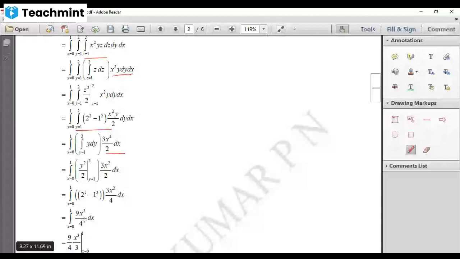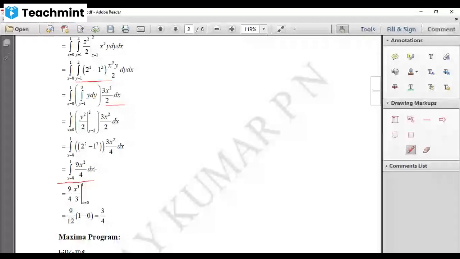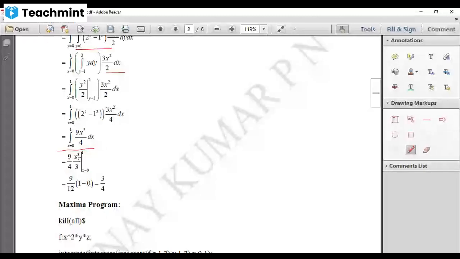Now you are having only the variable x, which is actually a definite integral, isn't it? So we can integrate this by ordinary definite integral techniques. So 9 by 4 is constant, that will remain as it is. The integral of x square is x cube by 3, and the limit is from 0 to 1. Substitute the limit. 1 cube is 1 minus 0. 3 into 4 is 12. So 9 by 12 into 1, which is 3 by 4. So this is how you have to integrate the triple integral.